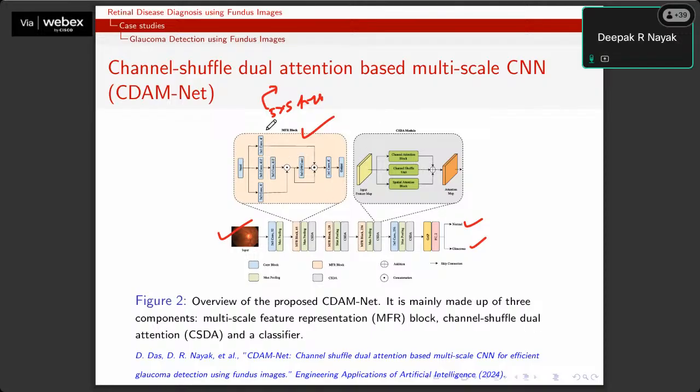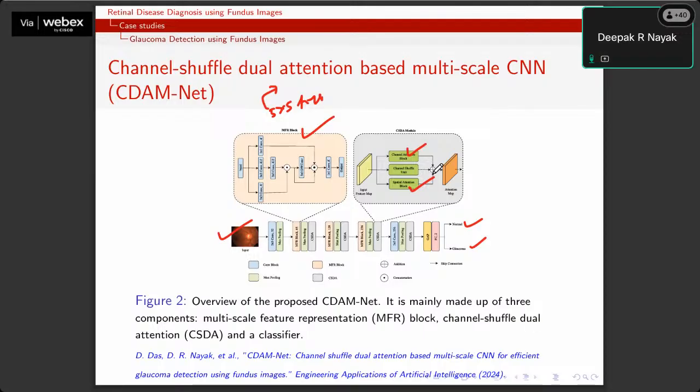And every multi-scale feature representation block here is followed by an attention mechanism, right? So in this attention mechanism, we are calling it a channel squeeze dual attention mechanism, where you can also find the application of both channel attention and spatial attention. There is a channel squeeze unit as well here, right? So this ultimately helps in enriching the feature learning capability of the model, right?